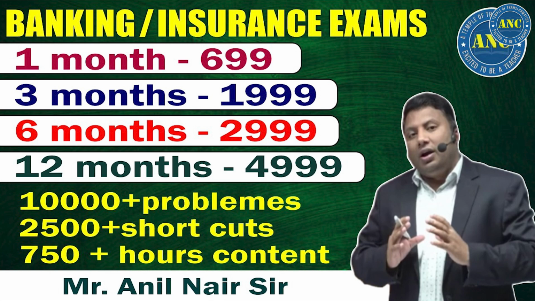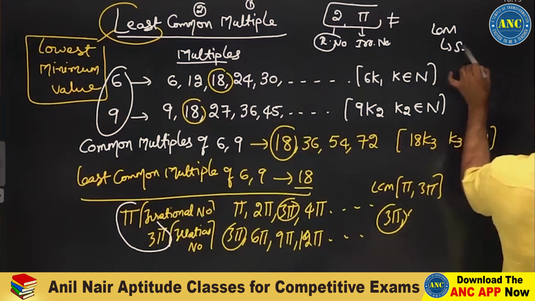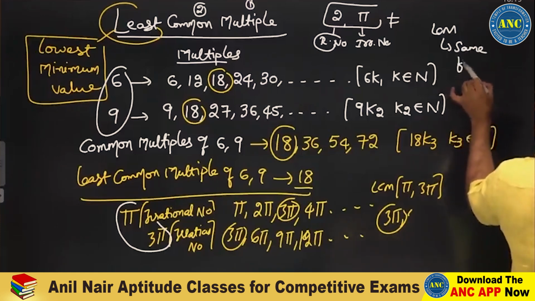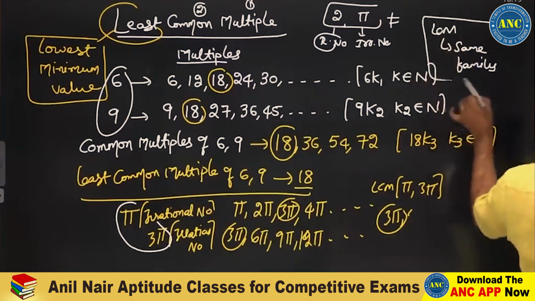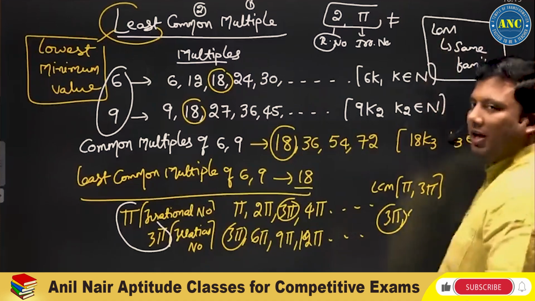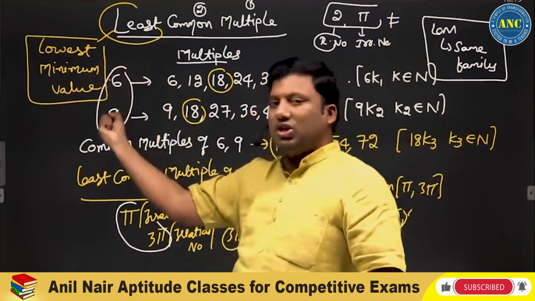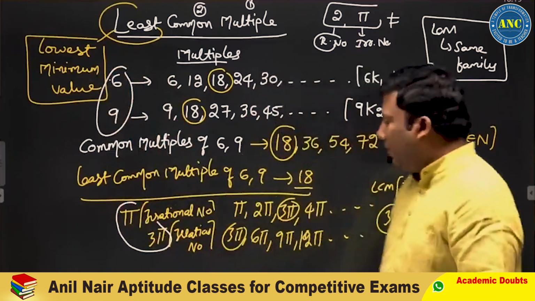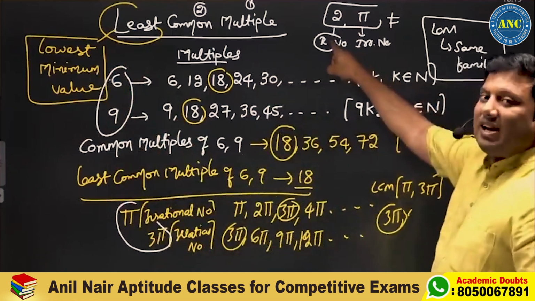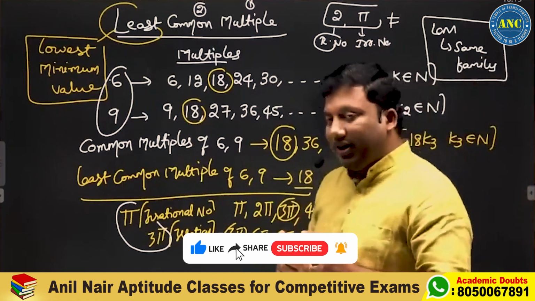So LCM should always be taken for the same family. Please make a note, sir. LCM for the given numbers should always be taken from the same family. What do I mean by same family? If this is a natural number, this should be a natural number. If this is an irrational number, this should be an irrational number. If one is a rational number and another is an irrational number, LCM does not even exist.